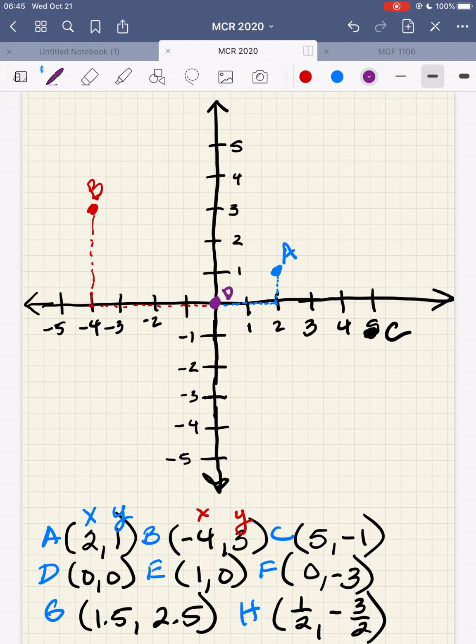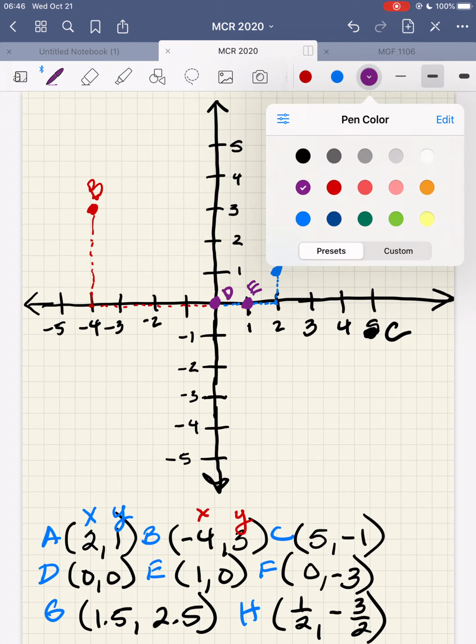E is an example of something we call an x-intercept. You don't necessarily need to know that term now, but we're going to be talking about it. E says that I go to 1 from the origin on my x-axis, but I'm not traveling at all on my y-axis. That 0 means I'm not moving. So this one is going to lie right on my x-axis. So if I were to ask you what quadrant E is in, it's not in a quadrant, it is on the x-axis.